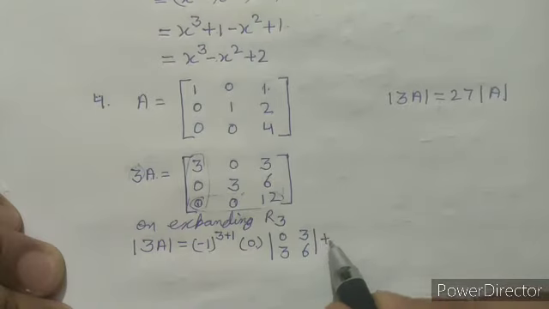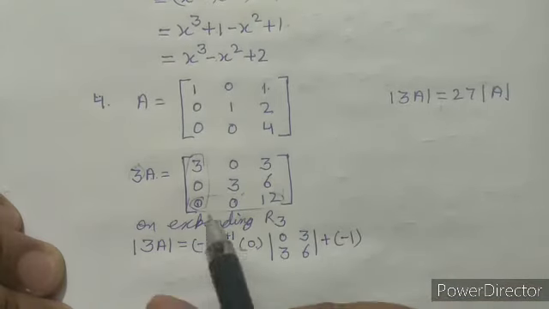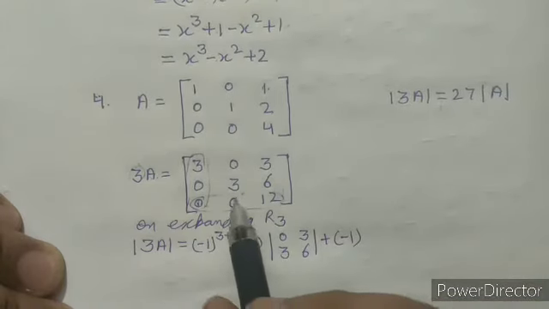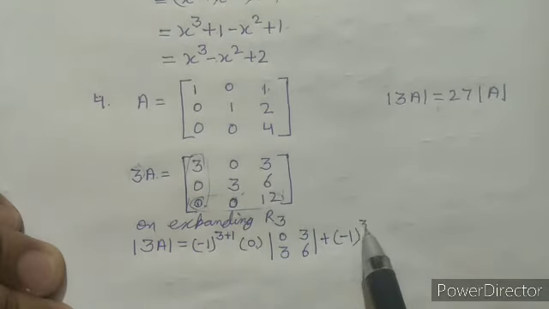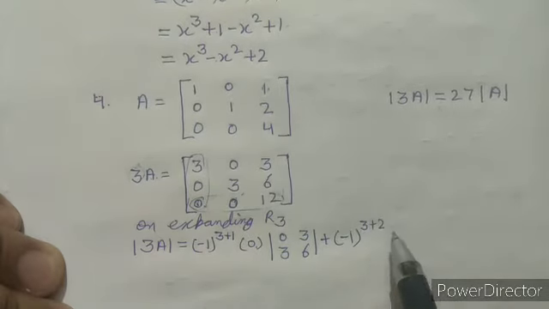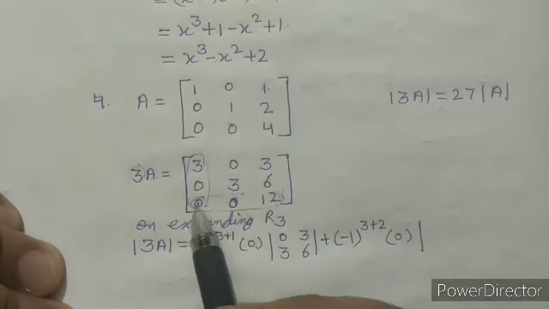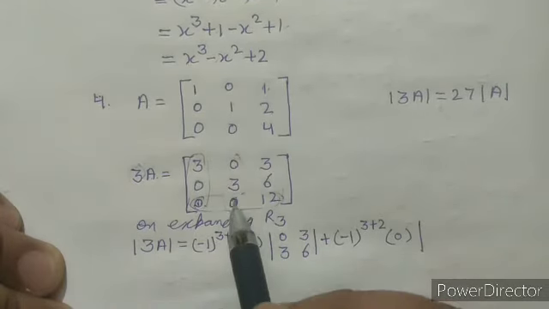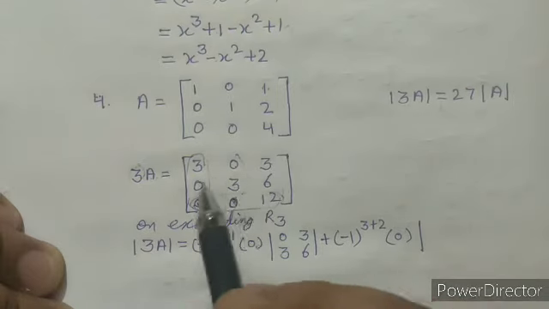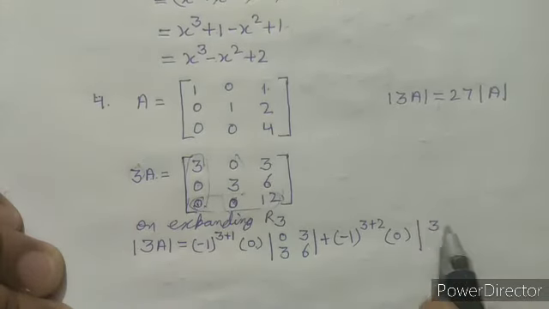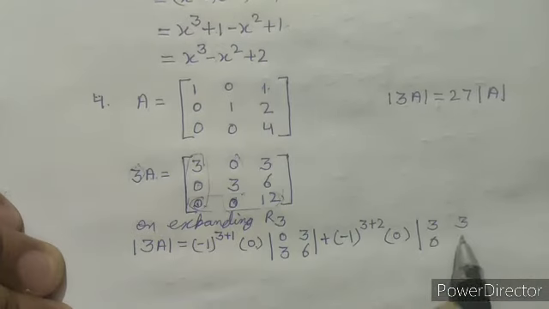Now plus minus 1. Now we are expanding row 3. We will take the second element of row 3, that is row 3 second element, and that was also equal to 0. And after eliminating the row and column of this element, it will give us 3 3 0 6.